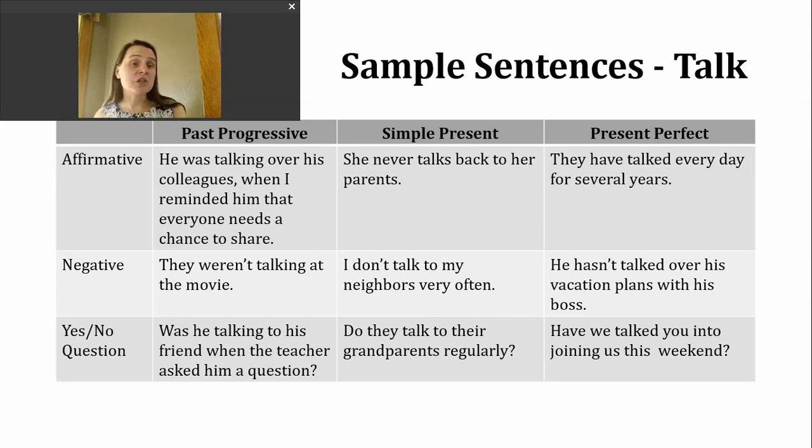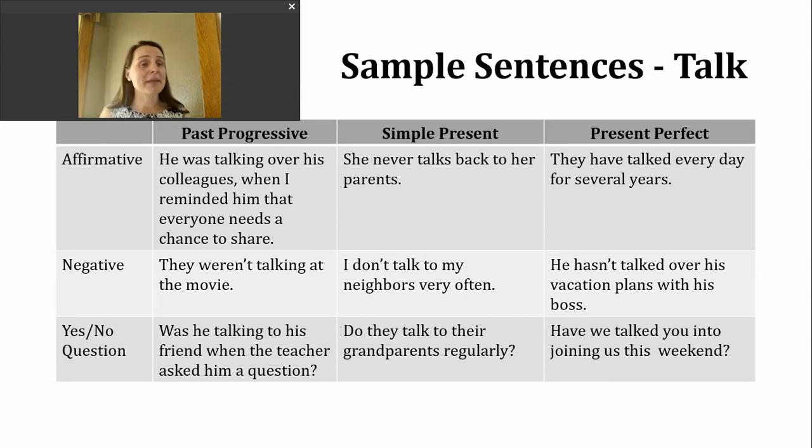So we tend to use present perfect to talk about something that started in the past and continues into the present. That seems to be what this sentence is describing. Let's look at negative next. To make negative present perfect, we're going to use have not or haven't, and then has not or hasn't, and then the participle form. Here's an example. He hasn't talked over his vacation plans with his boss.